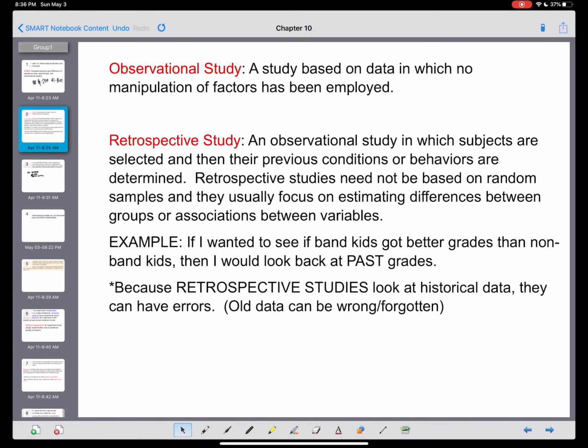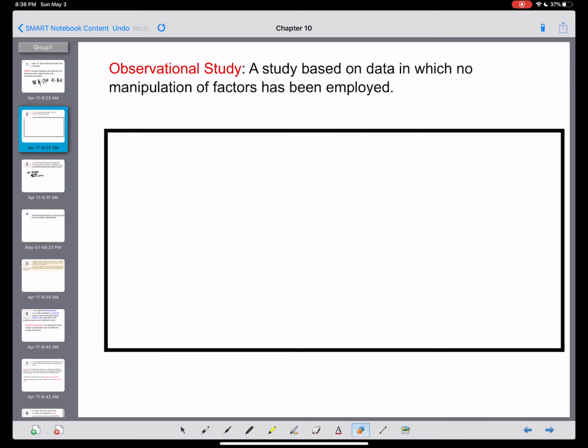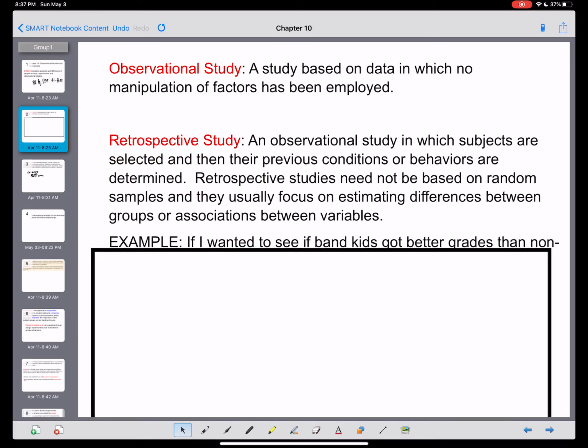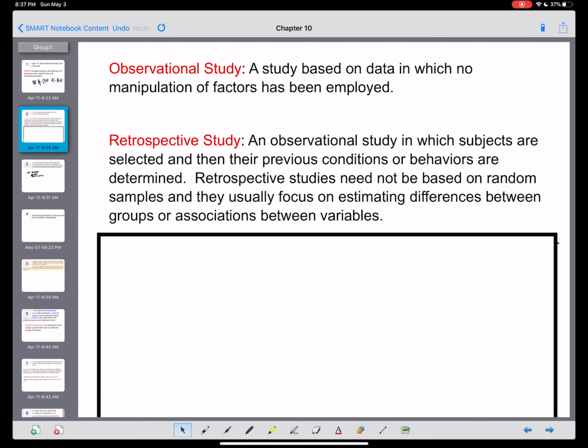Observational studies. The first type of thing that we're going to do is called an observational study. It's a study based on data in which no manipulation of factors is employed. So what that means is you're just observing, you're just watching. You're not really doing anything. And there are two main types of observational studies. The first type is called a retrospective study.